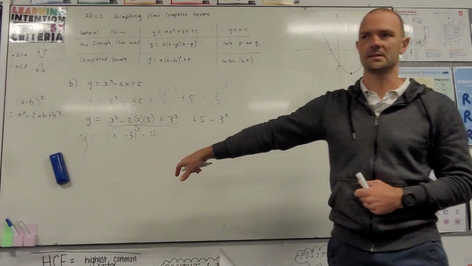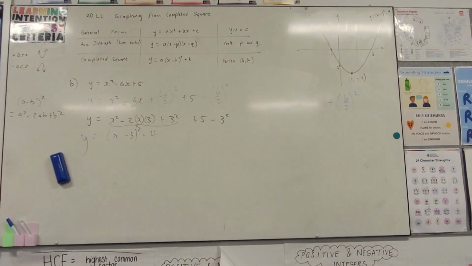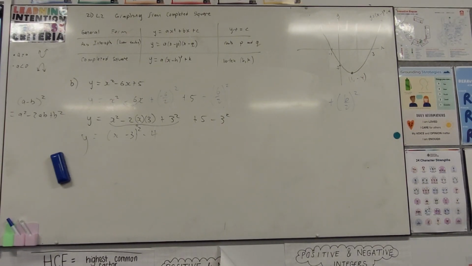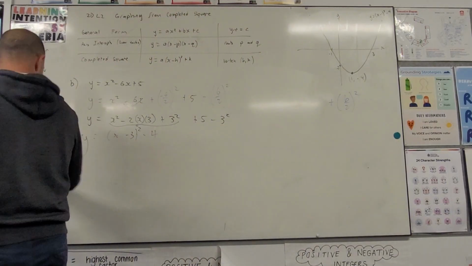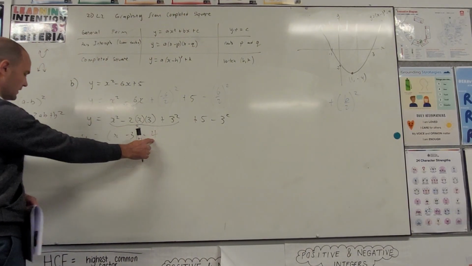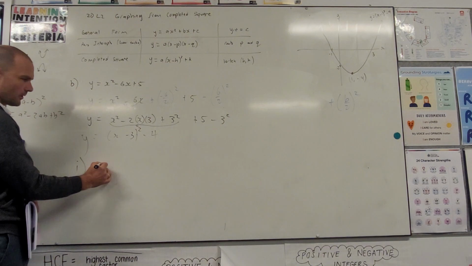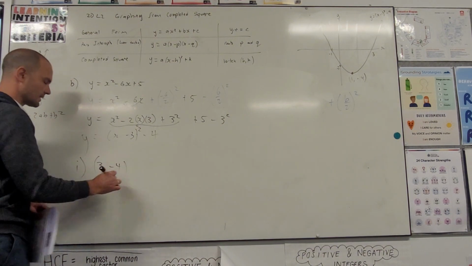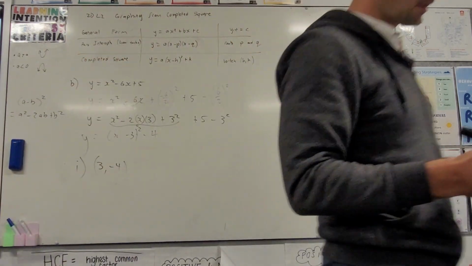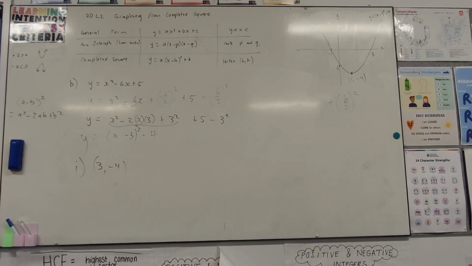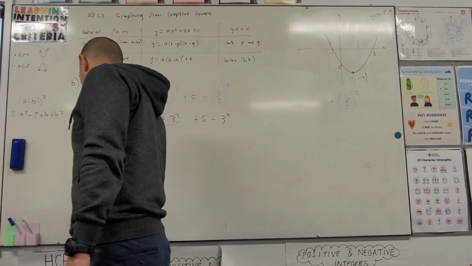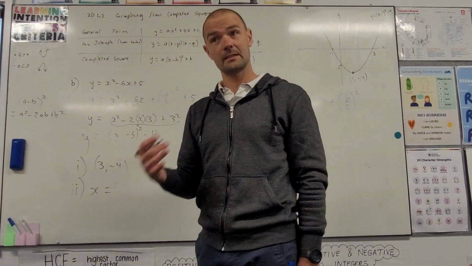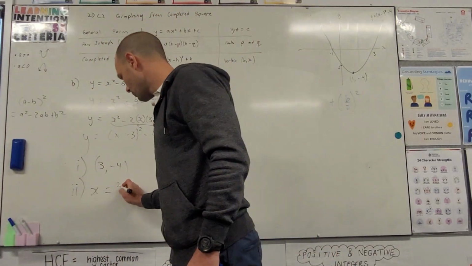All right, great success. Let's go about performing what it wants us to do. Determine the coordinates of the vertex. The vertex is (h, k), so in this circumstance our vertex is x is 3, y is minus 4. State the equation of the axis of symmetry. Remember, it's always x equals the x value of the vertex, so x equals 3.